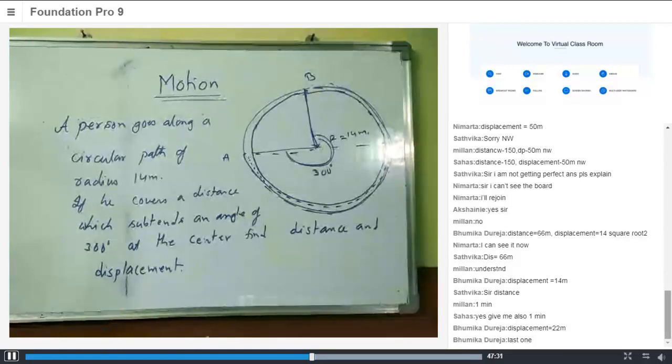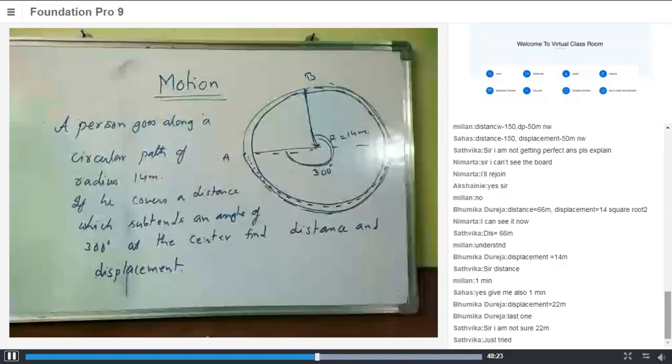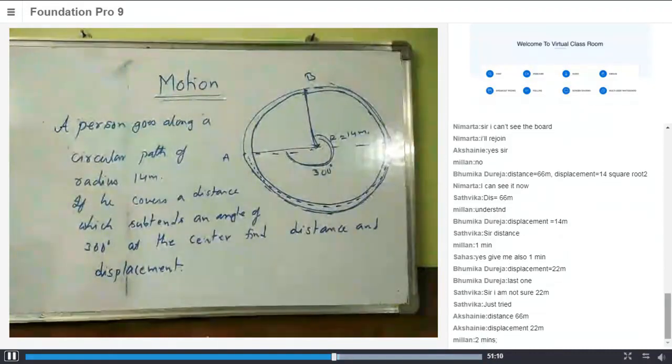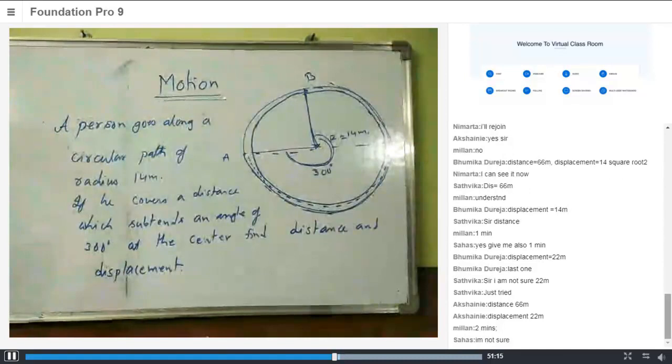Last one. Okay. Akshani, your answer? So I'm doing it, sir. Take your time. No issue. That's fine. Satvika, even I'm not sure. I'll check it. Let everyone solve it. Displacement 22 meters. Distance 66 meters. Sahas and Milan, we are waiting for your answer. And as I told you, you have every right to be wrong. 2 minutes. Okay. Akshani, you need to check your answer. I'm sure it's not correct.